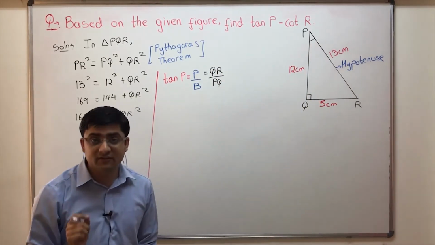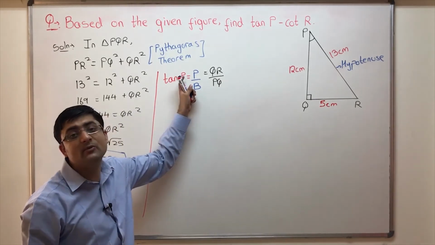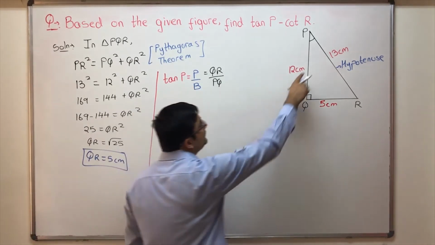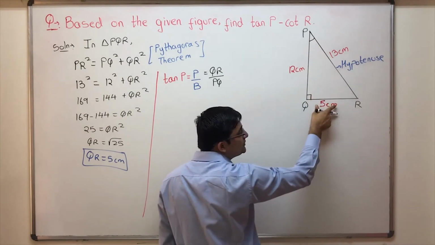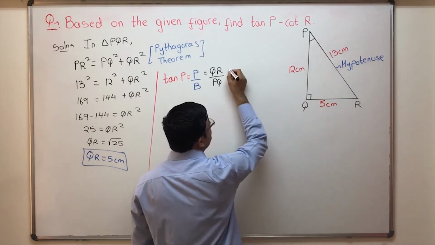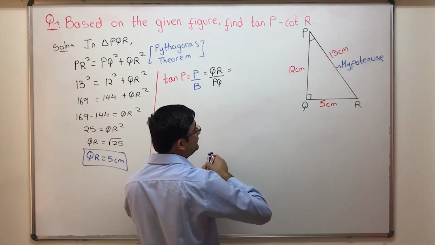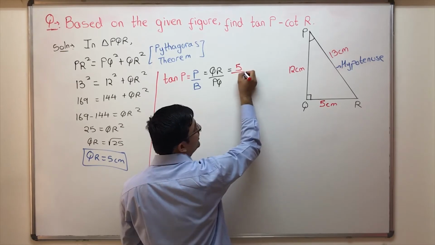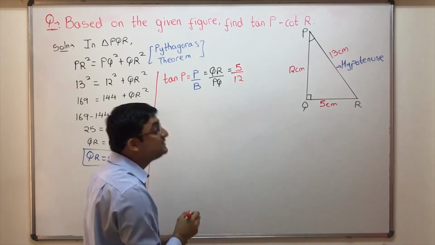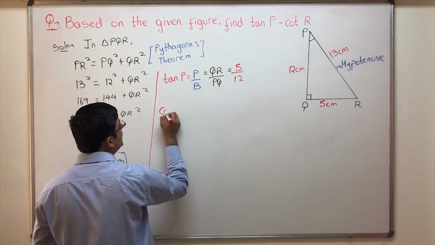I repeat, this is very, very important. With respect to angle P, which is perpendicular, which is base? For angle P, the perpendicular, the side opposite to it, is QR, and the base is PQ. So what is QR? It is 5. So tan P is QR, 5, upon PQ, that is 12. Is this clear? Next we need cot of angle R.